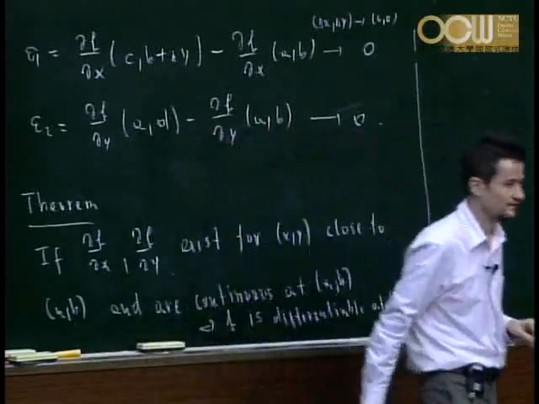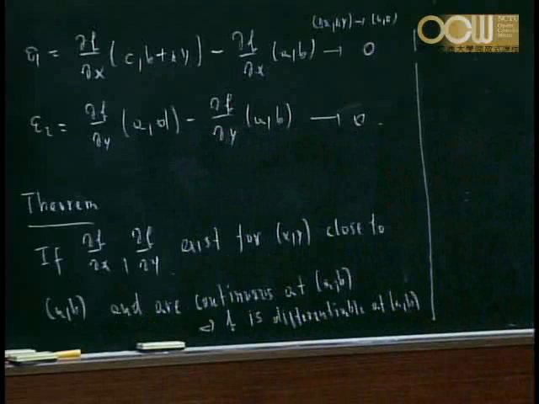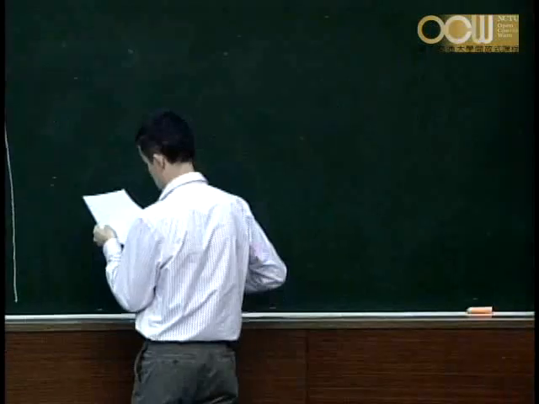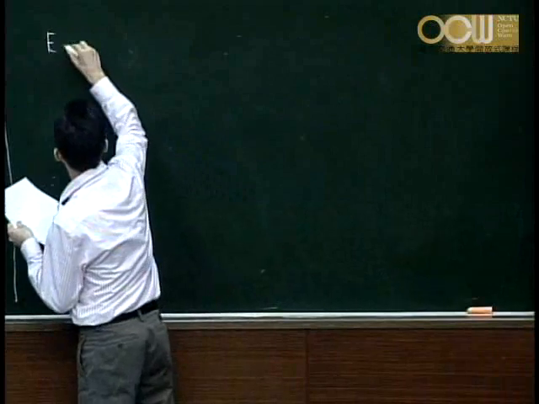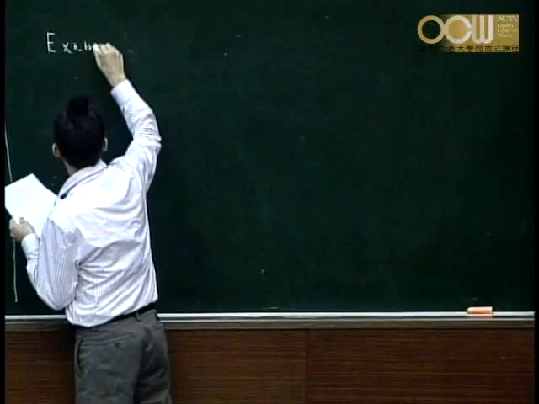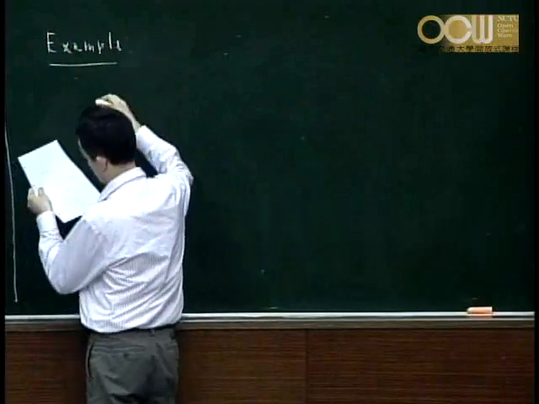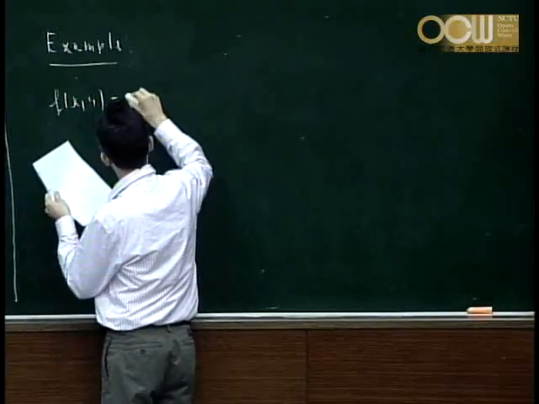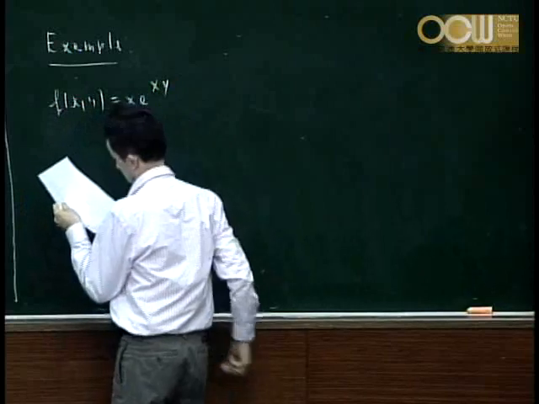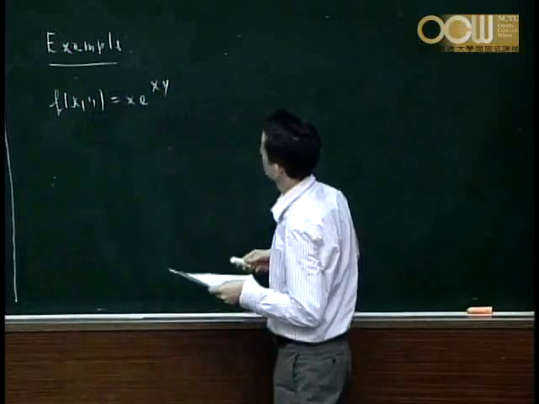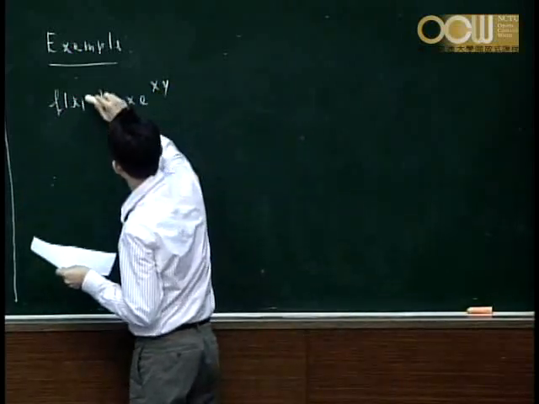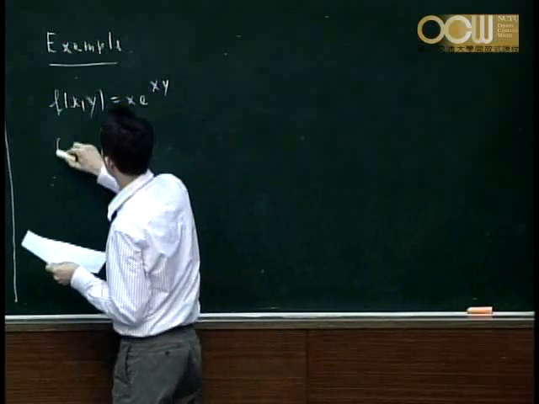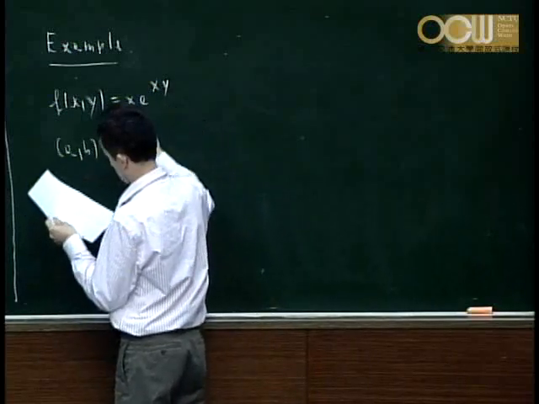Now, just to show you a very easy example so that you understand, I just chose the same example as you find in the textbook. So you have this function here. Let's look at the point (a, b) equal to (1, 0).